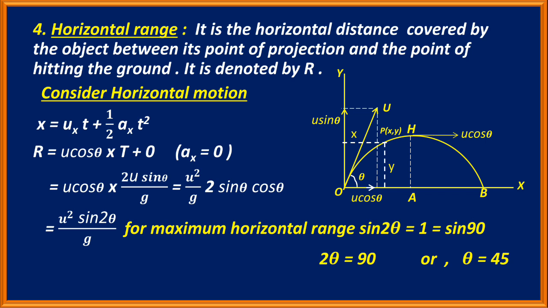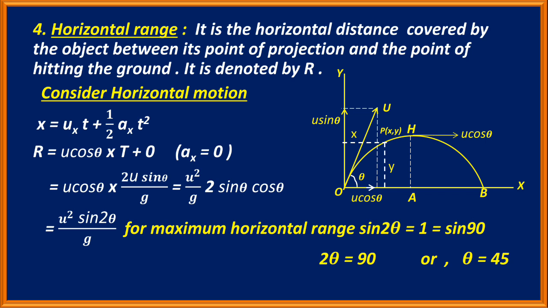So here, when x is replaced by R, then time t is replaced by time of flight. So we can write R equal to u cos theta into time of flight plus 0, because acceleration ax equal to 0. Now after replacing time of flight, we are getting u cos theta into 2u sin theta by g, which is u square by g into 2 sin theta cos theta. And finally, the horizontal range becomes R equal to u square sin 2 theta by g.